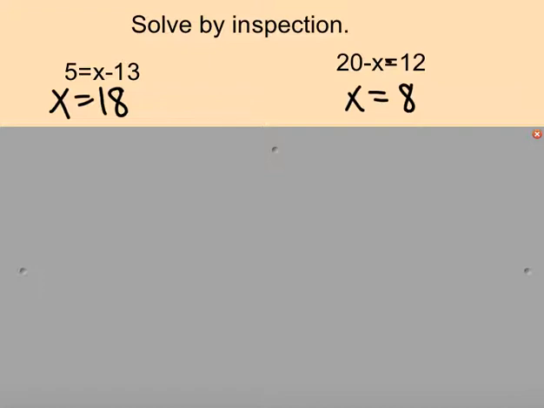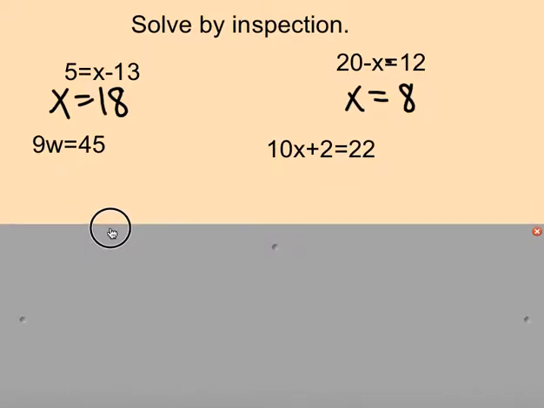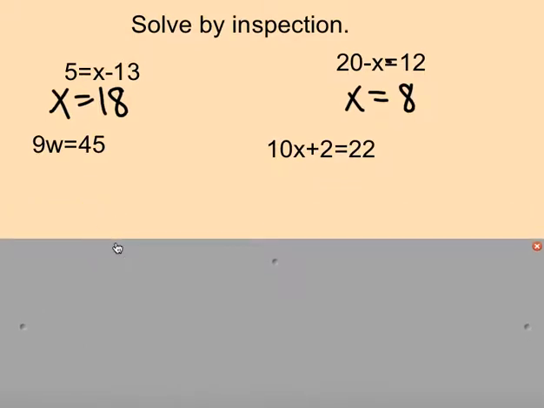Let's try another one. 9w equals 45. So 9 times a number gives me 45. The only number that I can multiply by 9 and get 45 is 5. And how about if I take a number and multiply by 10 and then add 2, I get 22. That means I need a number times 10 that gets me to 20, because then I get 22 once I add 2. So I need a number times 10 that equals 20. That means x equals 2.